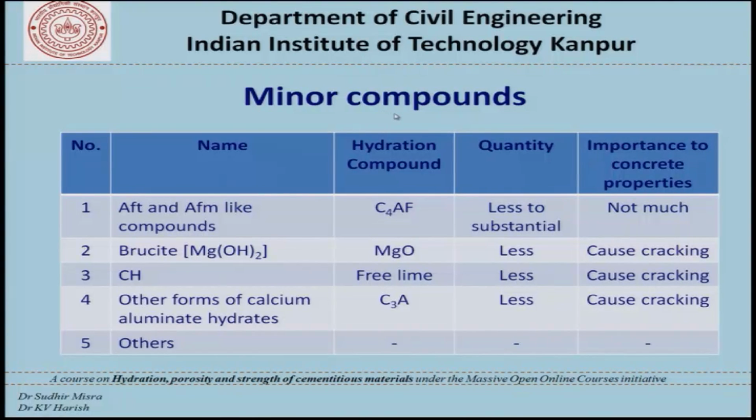Now coming on to the next topic, minor compounds. In addition to all that we have seen previously, we also have minor compounds including the ettringite and monosulfoaluminate like compounds, very important, like compounds, primarily because they are not AFt and AFm. They are ettringite and monosulfoaluminate like compounds primarily from the hydration of C4AF, which we have already seen in the previous lectures. And their quantity is less to substantial depending upon the percentage of C4AF in the system.